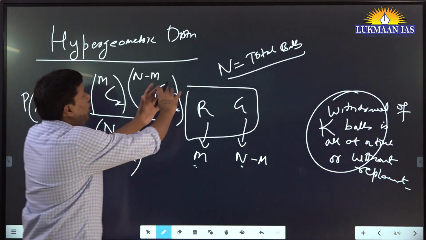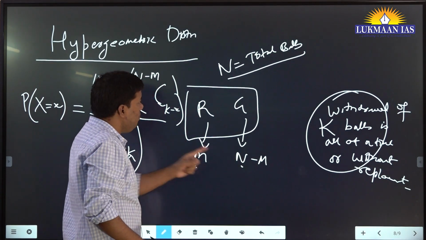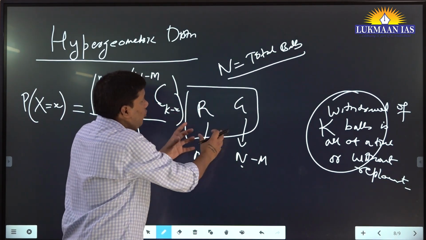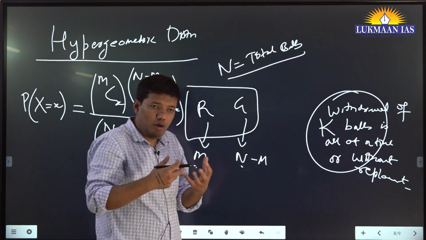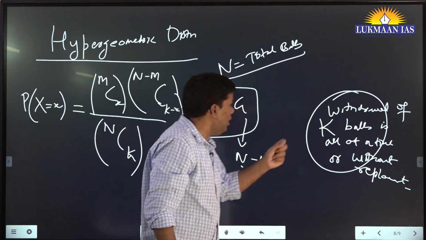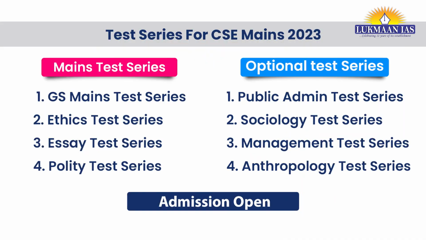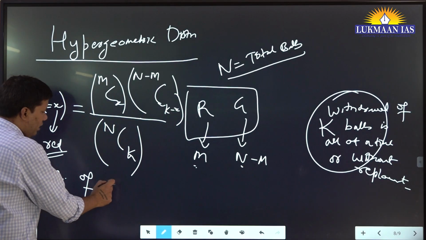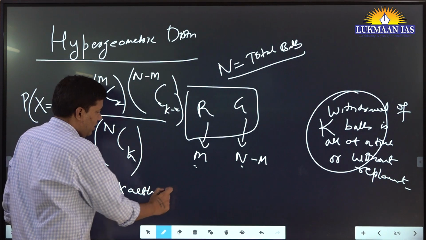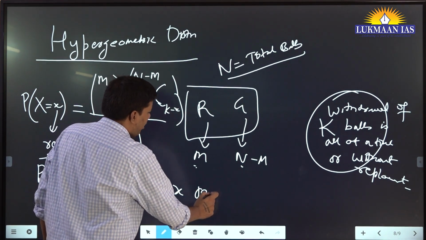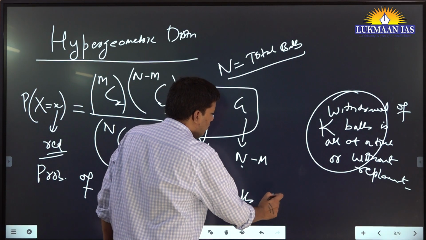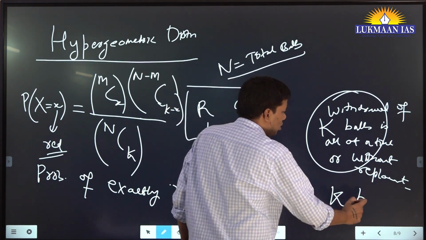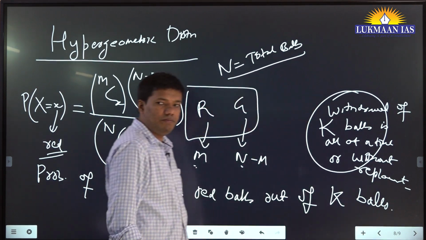So what is the setting? You had this total number of balls. Red was M, green was N minus M. Out of these N balls, you withdrew how many balls? K balls, all at a time. And then you are looking for the probability that out of these k balls, x are red balls. What you are looking for is the probability of exactly x red balls out of k balls. Got it?